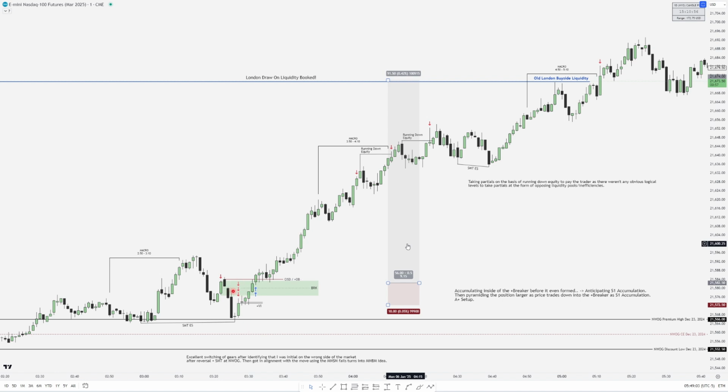Also, I saved my stop loss here. When price rejected off the new week opening gap and had a divergence at the lows, I just cut it off immediately. So then I bought more here at the breaker, anticipating really the breaker to form, so accumulating inside of it.